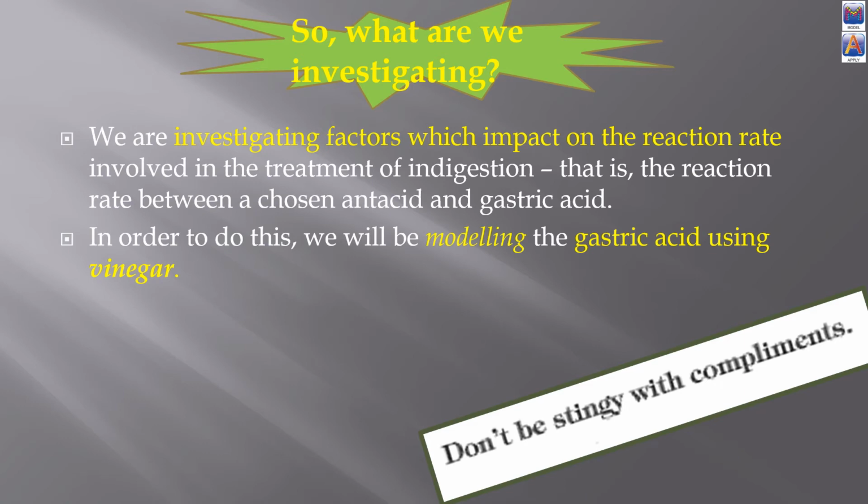Now, when we're investigating the factors, we want to think about those things that impact our rate of reaction. So we're going to model the gastric acid, the hydrochloric acid in your stomach, using vinegar. You can use an antacid to react with it. So you want to think about how you're going to have that vinegar at different temperatures, at different concentrations, at different surface areas, and the catalyst doesn't really come into this one. So we're going to really look at those ones.